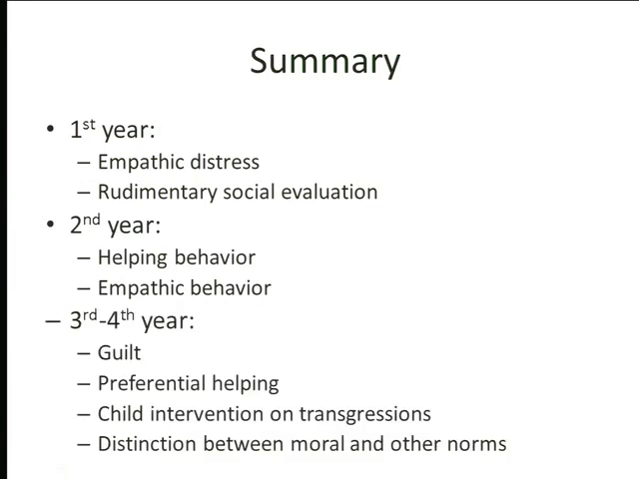Then, when we get into the third and fourth year, that's when we start seeing evidence for guilt, or showing preferential helping in the context of an actual social interaction. We see how kids can actually intervene on moral transgressions by other people, and we see that kids in the third and increasingly in the fourth year can actually articulate distinctions between moral norms and other norms. Meaning they can say, it's wrong to hit others because it hurts them, and it's wrong to wear a bathing suit to school because that's not what we wear in school.